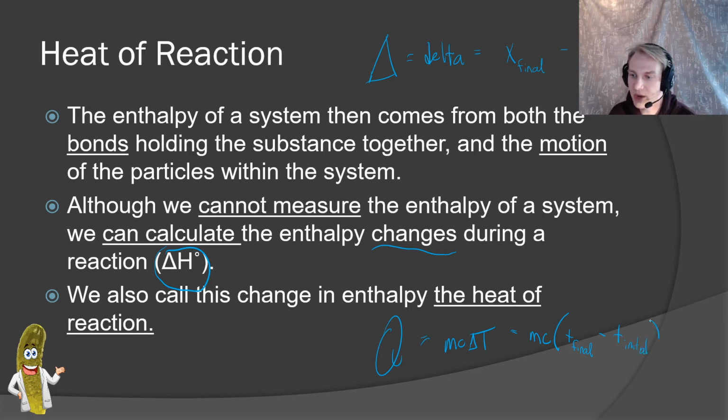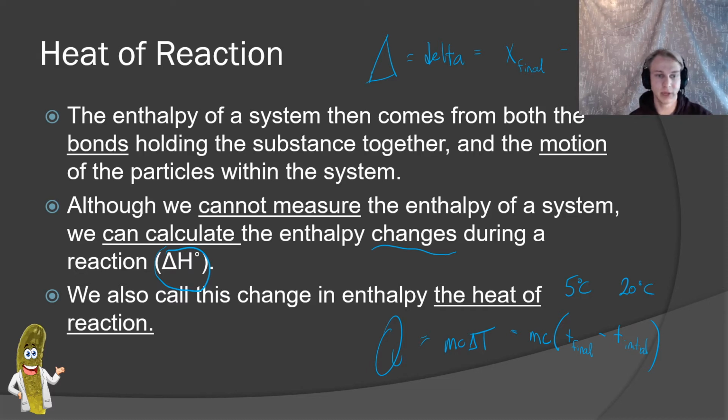So an example of that would be, let's say something cools from 20 degrees Celsius to 5 degrees Celsius. In that case, your final temperature that was arrived at was 5 degrees Celsius. Your initial temperature where it started was 20 degrees Celsius. So that's what the delta symbol means there.